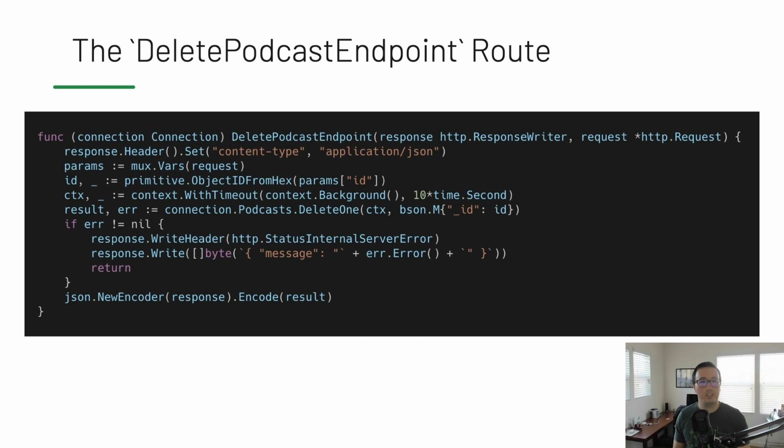This brings us to the delete podcast endpoint. So final operation as part of our API. This is just for the podcast endpoints, but we're getting the ID from the route parameters. We're turning it into a proper object ID. We're saying delete one, and if it's successful, so if we delete based on the ID, then return it as such in the result.